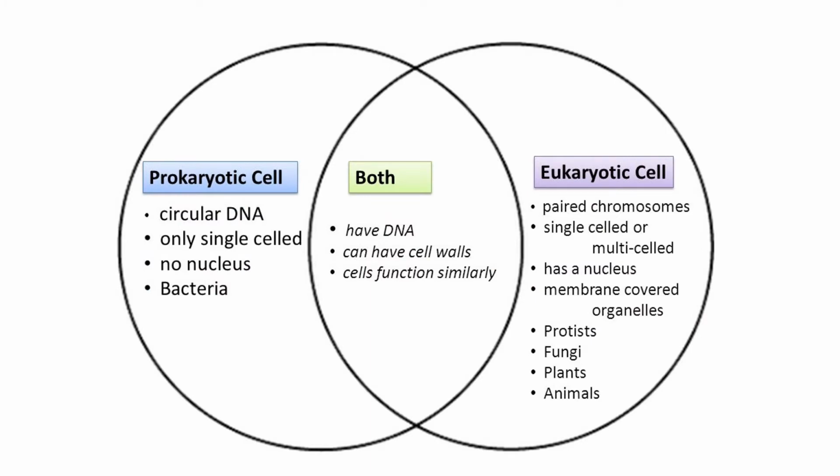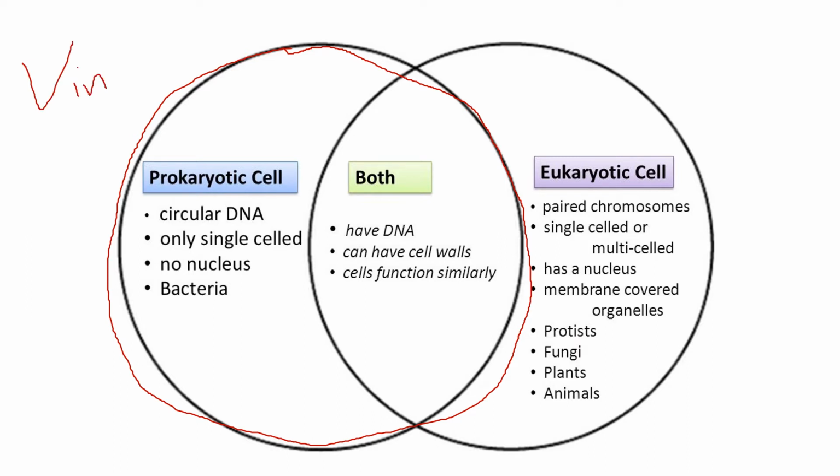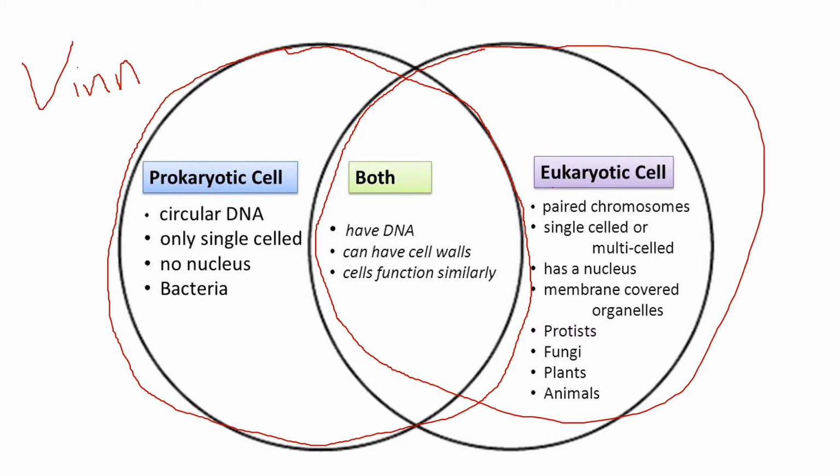So here's something called a Venn diagram, V-E-N-N. We use this often in education. This circle encompasses the features of eukaryotes. The items where they intersect are the things which they both contain, both prokaryotes and eukaryotes. So they both, of course, have DNA.